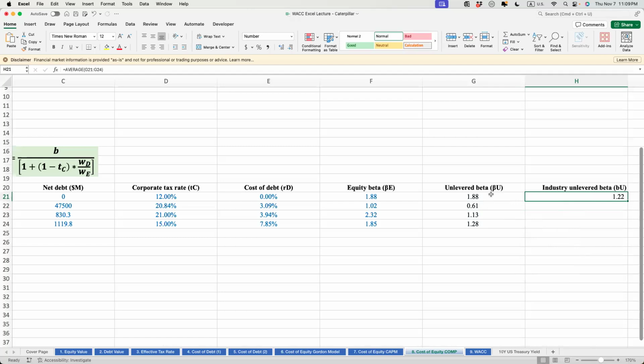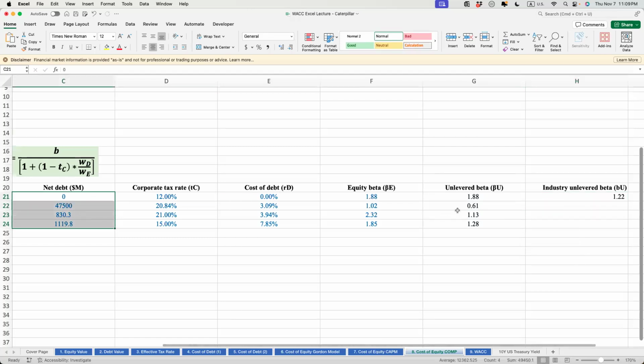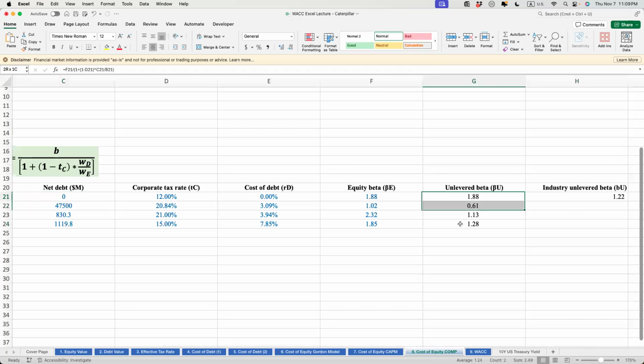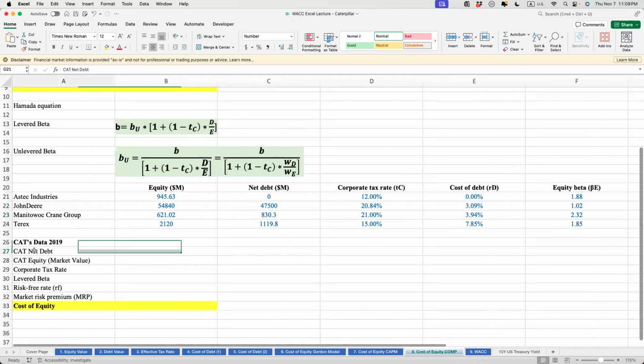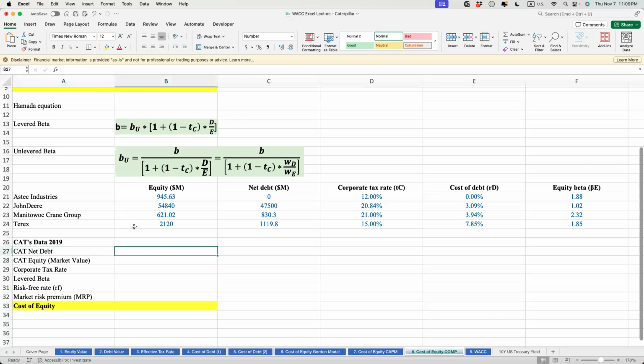This is because we don't consider the debt from specific companies by taking the average of our competitors' unlevered beta. So we can assume, on average, if you operate in the same industry, this will be the unlevered beta that you can use. But we cannot use this one directly, because Caterpillar does use debt. So that means we do need to re-lever this beta, okay?